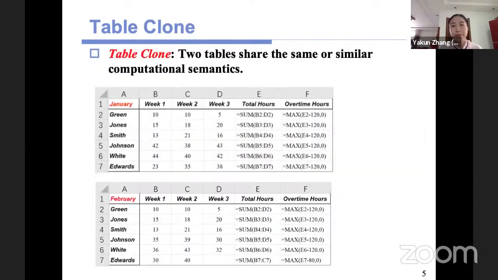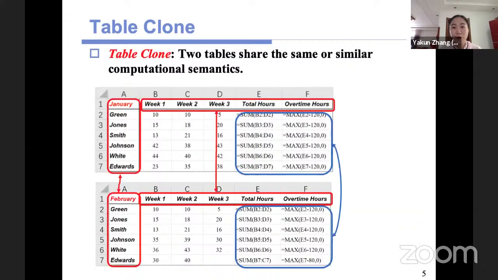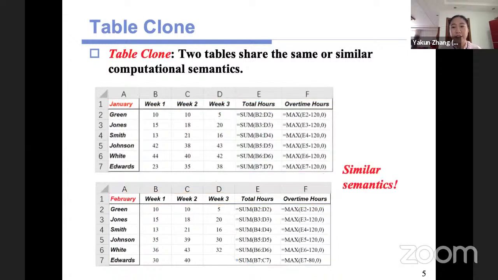A table clone is two tables which share the same or similar computational semantics. Let's take a look at this picture. The two tables are analyzing the working hours for 6 people, and they have the same headers and similar formulas. According to this information, we can know that they have similar semantics and form a table clone.